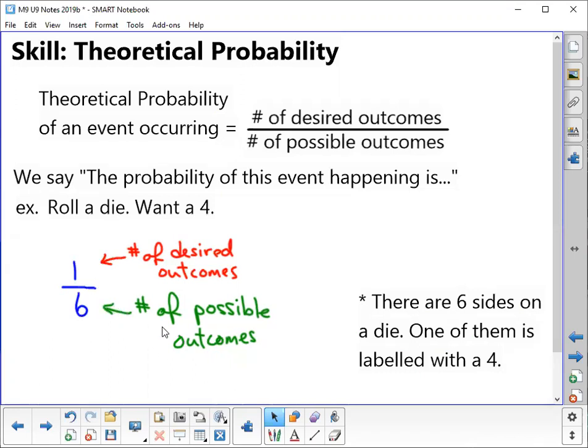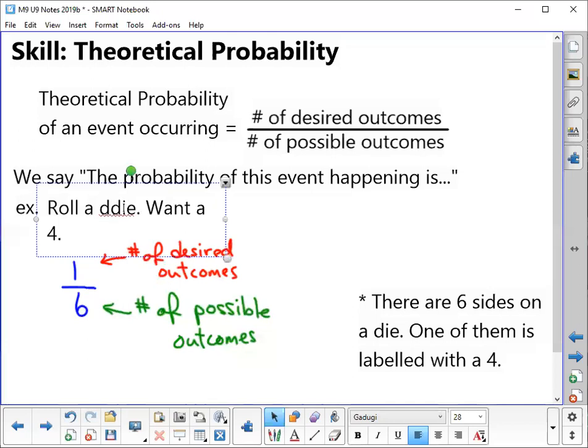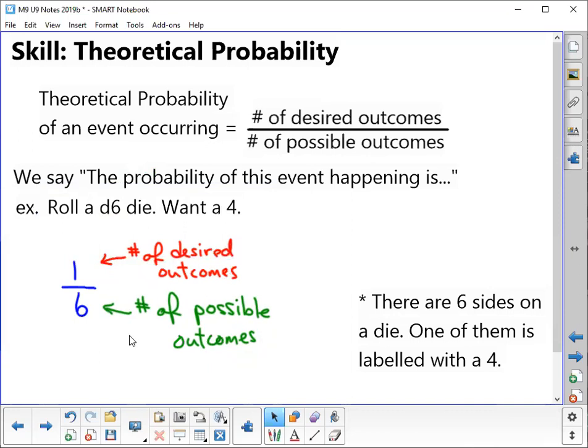And the number of possible outcomes on a regular die, I should say a D6 for all of my D&D kids, sorry. There you go, a D6 die. Means there's 6 sides on this die. There's 6 possible outcomes, a 1, 2, 3, 4, 5, or 6. So 1 out of 6. And only one of them is labeled with a 4. So the probability is 1/6 of rolling a 4 on a die.